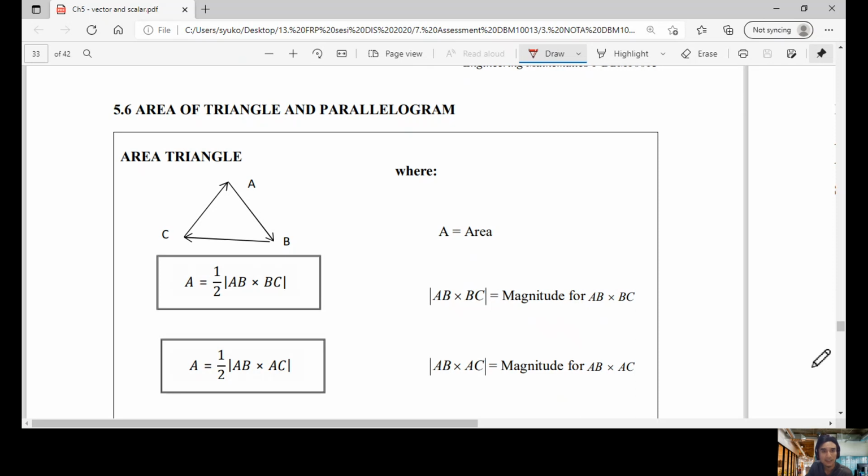Okey, untuk video kali ini saya akan tunjukkan bagaimana cara untuk kita kira area of triangle and parallelogram di dalam topik vektor dan skala. Okey, pertama sekali kita tengok bagaimana cara kita nak kira area of the triangle. So, di sini dia ada satu formula.